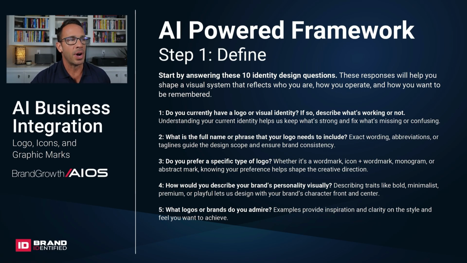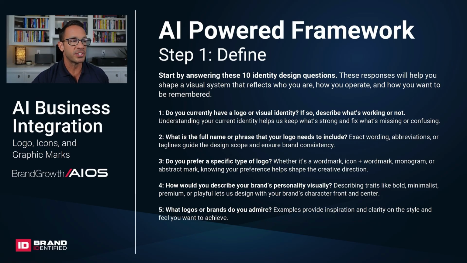Step number 1 of this AI-powered framework is to define. Start by answering these 10 identity design questions. These responses will help you shape a visual system that reflects who you are, how you operate, and how you want to be remembered. Question number 1 is, do you currently have a logo or visual identity? If so, describe what's working or not working. Understanding your current identity helps us keep what's strong and fix what's missing or confusing.